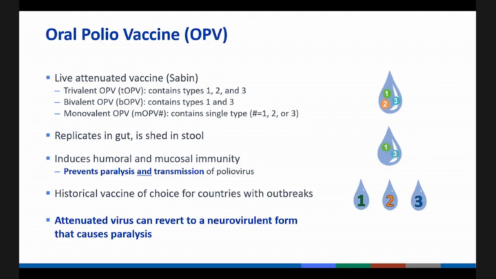OPV replicates in the gut and is shed in the stool, and it induces both humoral and mucosal immunity so that it prevents paralysis and transmission of poliovirus. For this reason, it has been considered the historical vaccine of choice for countries experiencing polio outbreaks. However, the attenuated vaccine virus can revert to a neurovirulent form that causes paralysis.